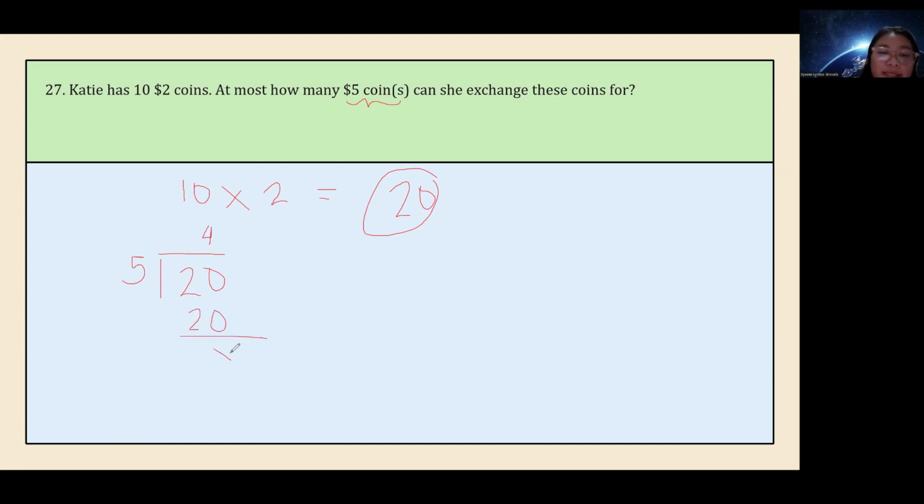4 times 5, 20. So the correct answer here is we can exchange of four $5 coins. Okay? Again, correct answer is 4.